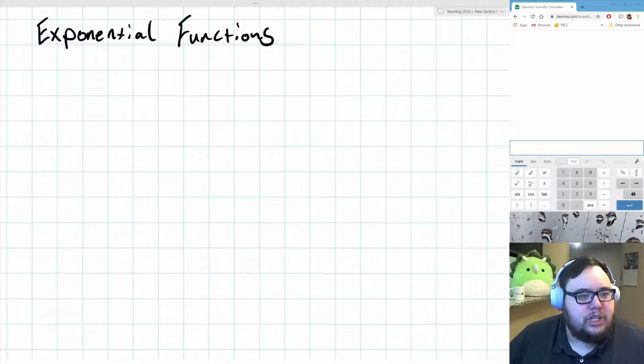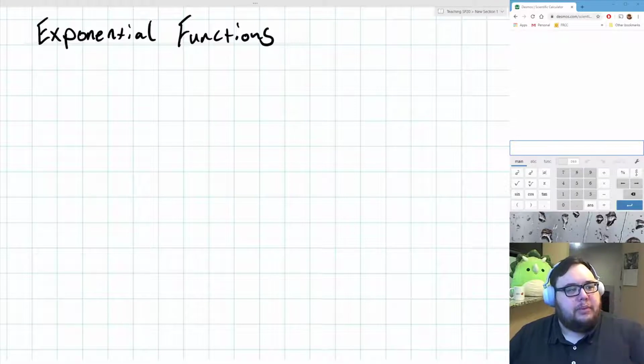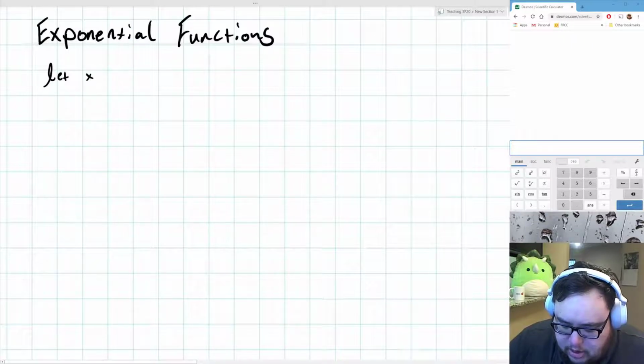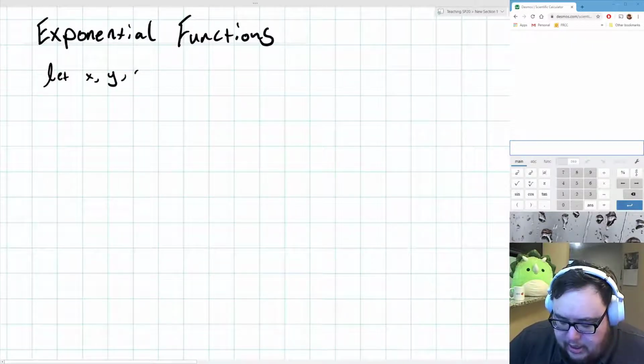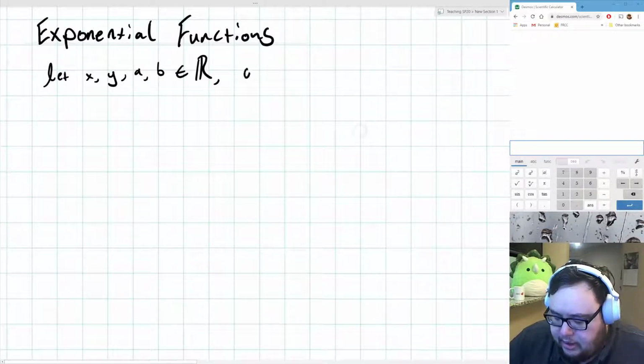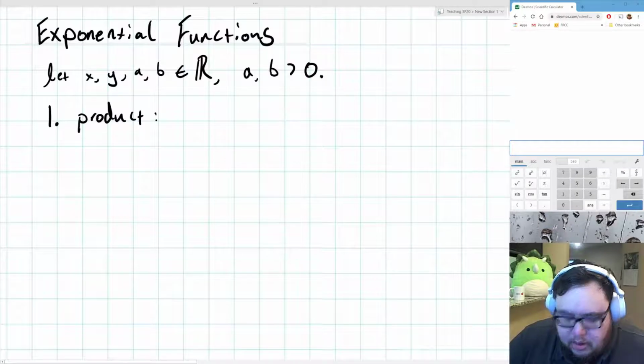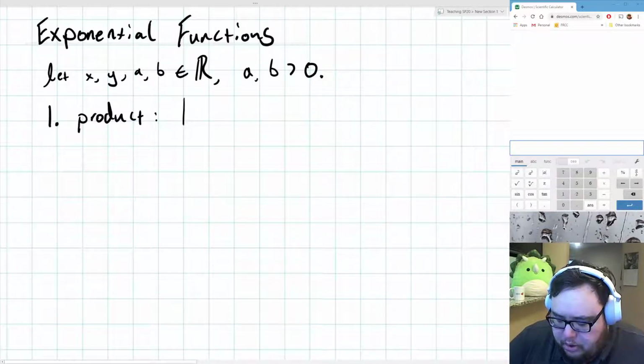Because there's a handful of rules that deal with exponents and how you put them together, right? So let x, y, a, and b be real numbers, and let a and b be positive. Then we have a handful of properties with exponents. First, we have a product property, which states that the product of two exponents with the same base, b to the x times b to the y, is equal to b to the x plus y.